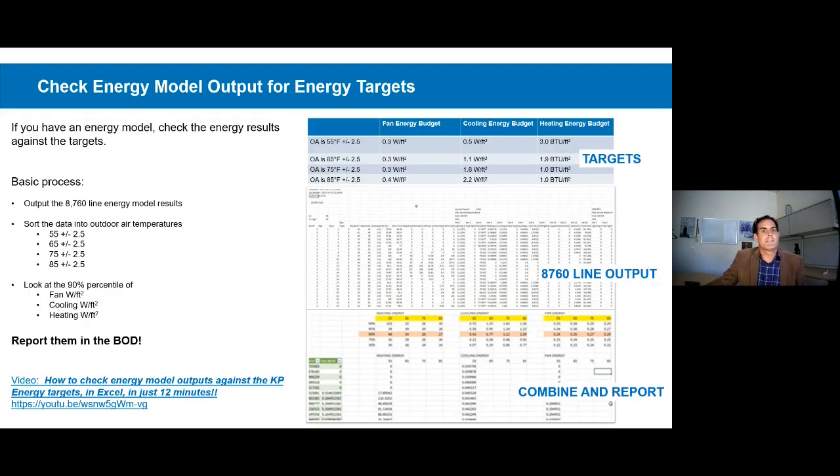Now, the easiest way to look at these energy targets is with an energy model. And of course, I'll stop right there and say that for most of our plant maintenance project work, our design engineers do not develop an energy model. But if you do, the process is relatively simple.